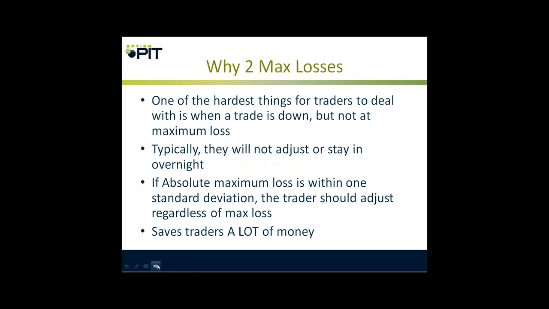Why two max losses? One of the hardest things for traders to deal with is when a trade is down but not at a maximum loss. Typically, they will not adjust or they'll stay in overnight. That's when people blow up usually, or they really get themselves in trouble. If absolute maximum loss is within 1 standard deviation, the trader should adjust regardless of max loss. It will save you money over time. You will see a lot of trades just turn around and go back, but you will be net happy that you did that.